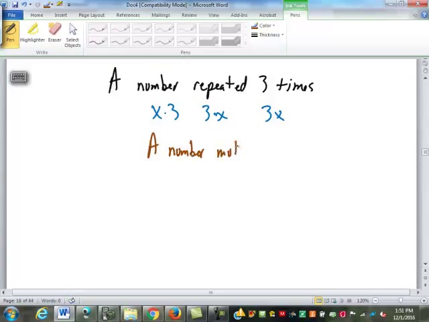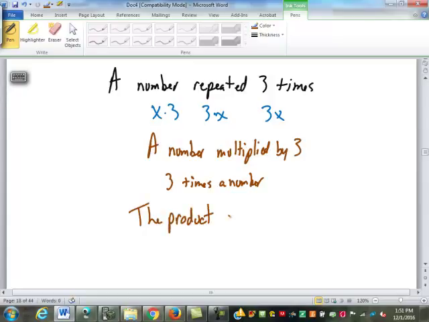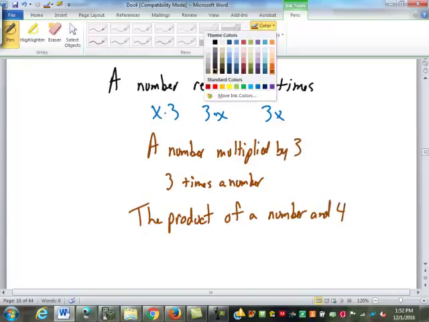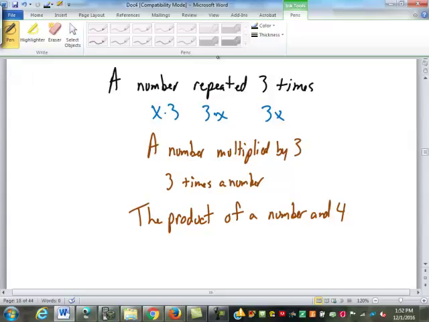The number multiplied by 3. Three times a number. Don't really do all the work here, guys. The product of a number and 4. Or the product of 4 and a number. And again, there's several others we could come up with if we took the time to list them out. What's that? The number and 3, I should have said. Yeah. No charge for the extra one.